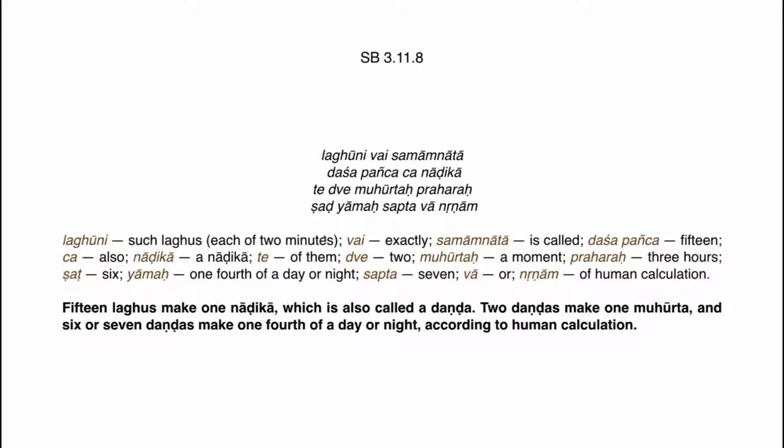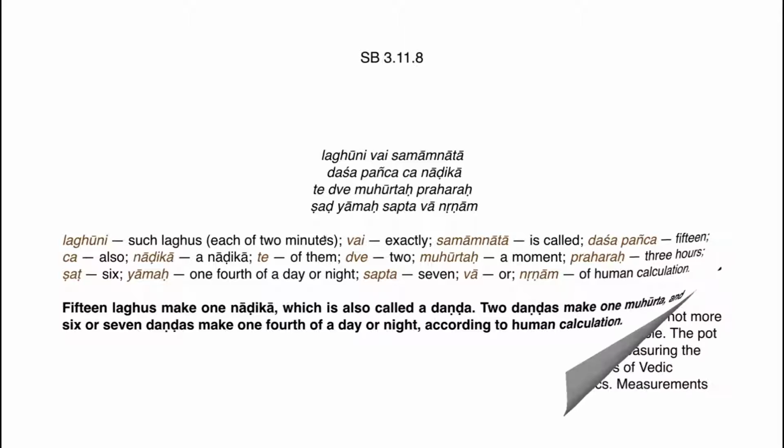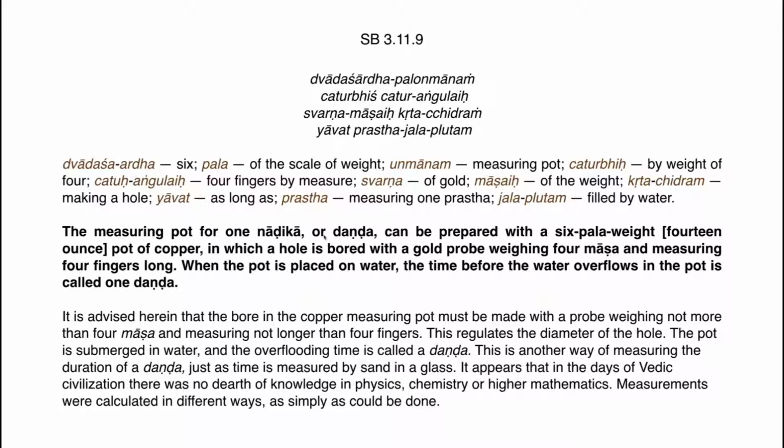And that's described here, daṇḍa. And then it's daṇḍa punch, 15. 2 daṇḍas make one muhūrta, and 6 or 7 daṇḍas make 1/4 of a day or night, according to human calculation. So the last verse that we read: the measuring pot for one nāḍikā or daṇḍa can be prepared with a 6 pala weight, 14-ounce pot of copper.